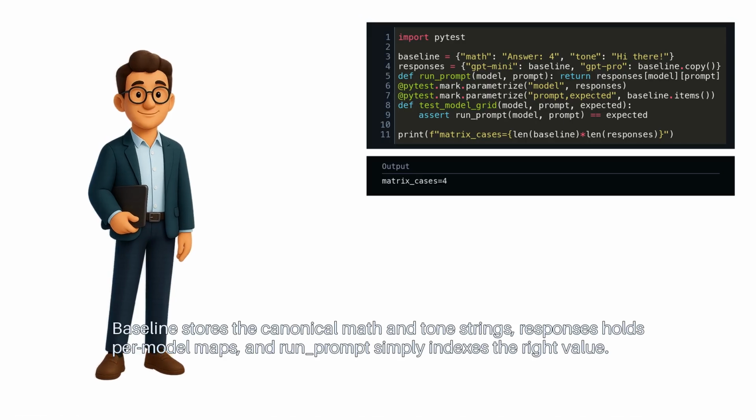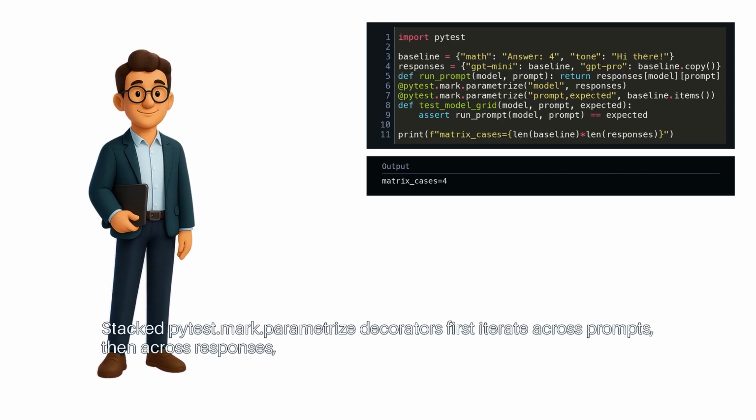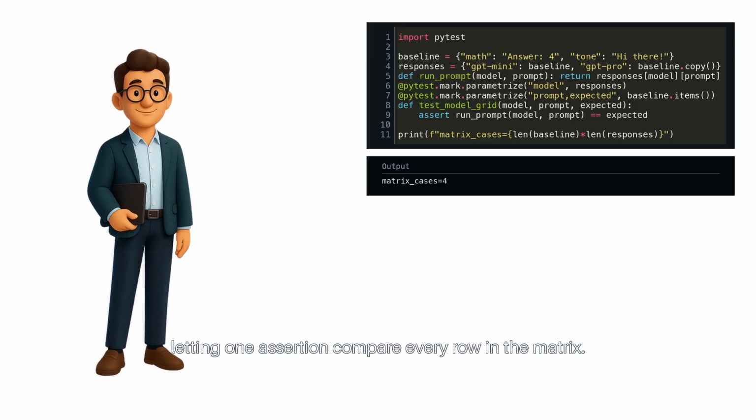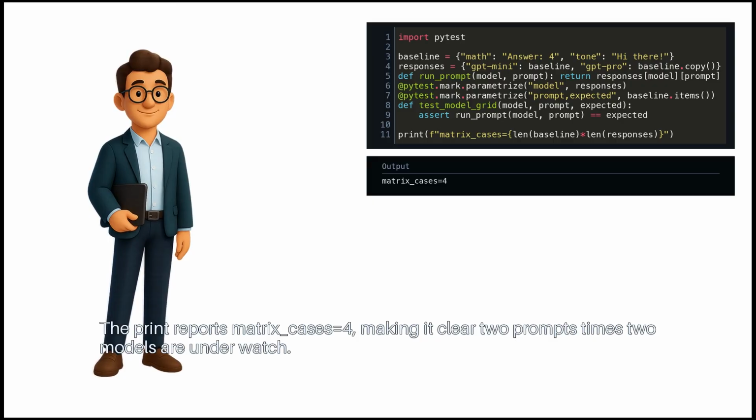Baseline stores the canonical math and tone strings. Responses holds per model maps, and run prompt simply indexes the right value. Stacked pytest.mark.parametrize decorators first iterate across prompts, then across responses, letting one assertion compare every row in the matrix. The print reports matrix cases is 4, making it clear 2 prompts times 2 models are under watch.